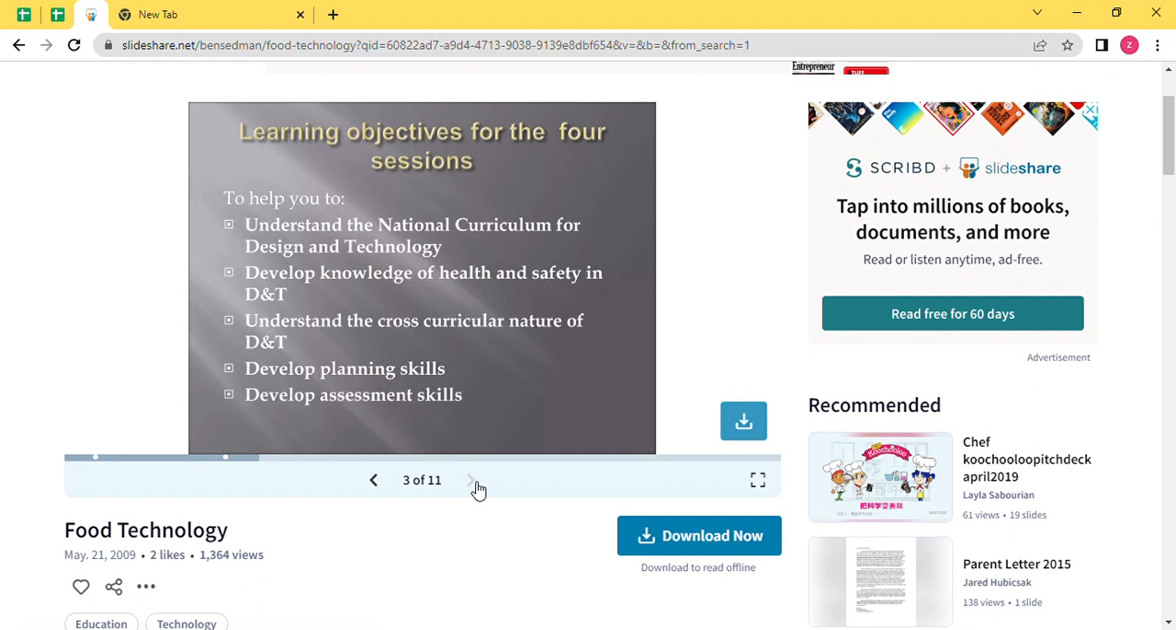Learning objectives for the fourth session: to help you understand the National Curriculum for design and technology, develop knowledge of health and safety in D&T, understand the cross-curricular nature of D&T, develop planning skills, and develop assessment skills.